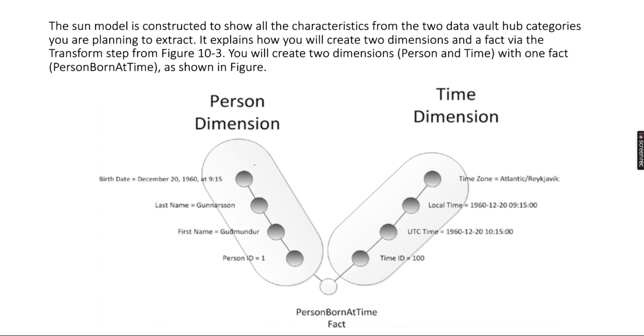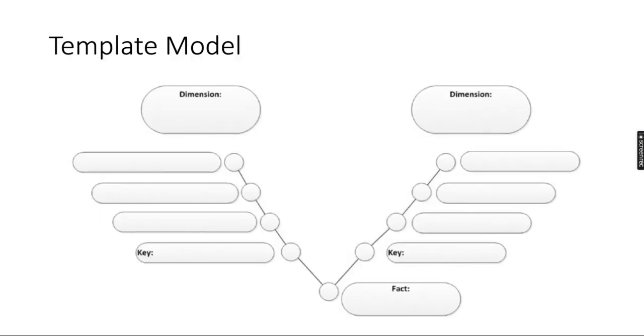So, we have the person dimension and we have the time dimension. What we have to do? We have to find out the fact with which they are connected. So, the fact here is the person born at time. So, this fact is connecting the person dimension with the time dimension.